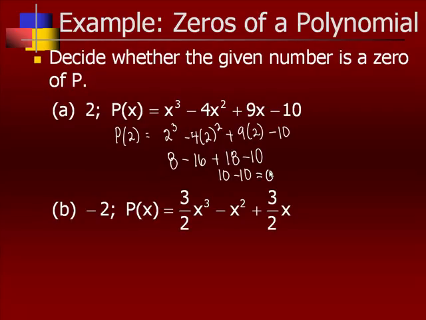Okay, let's do this one. What about negative 2? Now see, plugging in this one's going to be rather tough. But if we did our synthetic division, 3 over 2, negative 1, 3 over 2, and 0. So we bring down our 3 over 2. 3 over 2 times negative 2 would be negative 3. That would be negative 4.